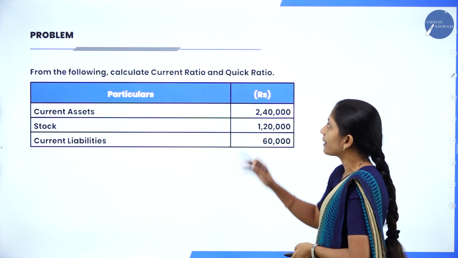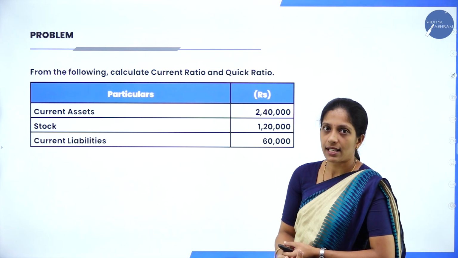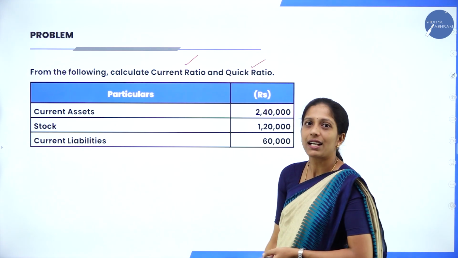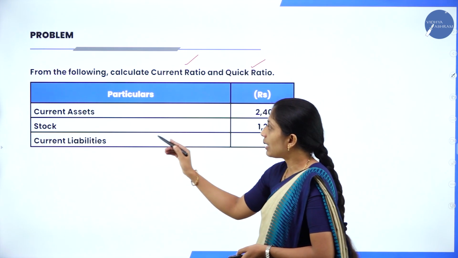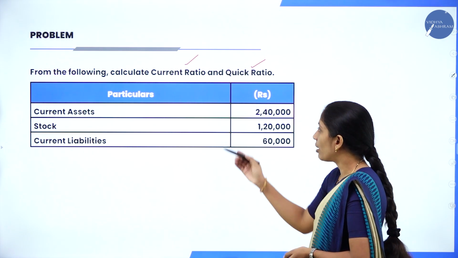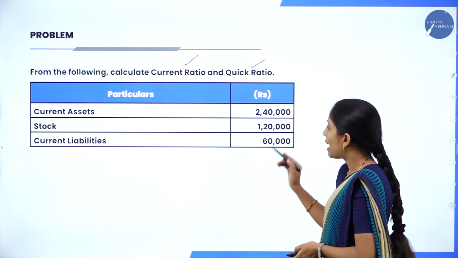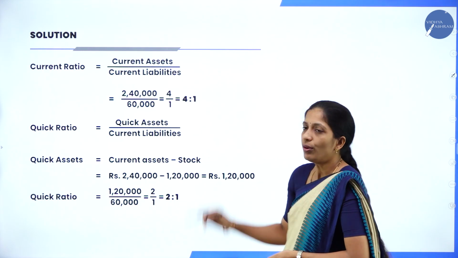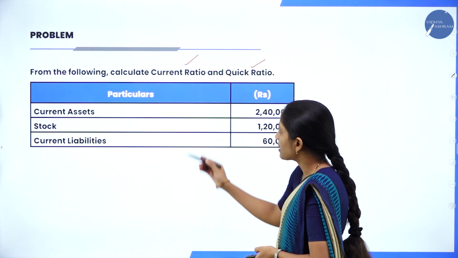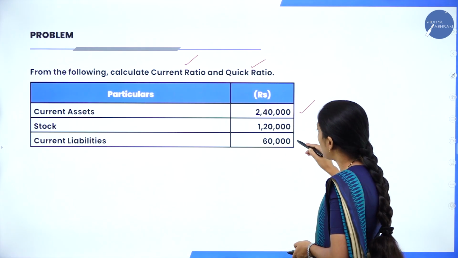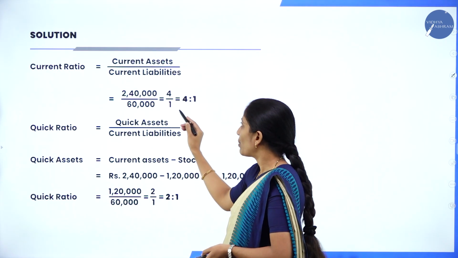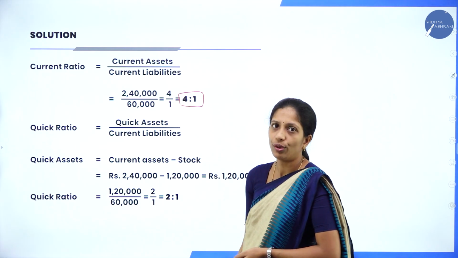From the following, calculate current ratio and quick ratio. Your formula remains the same. Current ratio formula is current assets divided by current liabilities. Quick ratio formula is quick assets divided by current liabilities. Now they have given us directly current assets 2,40,000, stock or inventories 1,20,000, and current liabilities 60,000. Current ratio is equal to current assets divided by current liabilities, 2,40,000 divided by 60,000, that is 4 divided by 1. So your answer is 4:1.